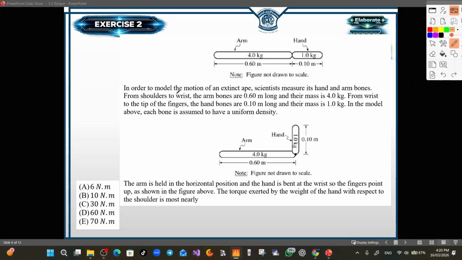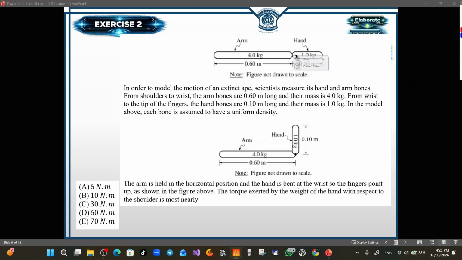In order to model the motion of an extinct ape, scientists measure its hand and arm bones. From shoulders to wrist, the arm bones are 0.6 meter long and their mass is 4 kilograms. From wrist to the tip of the fingers, the hand bones are 0.1 meter and their mass is 1 kilogram. In the model above, each bone is assumed to have uniform density.